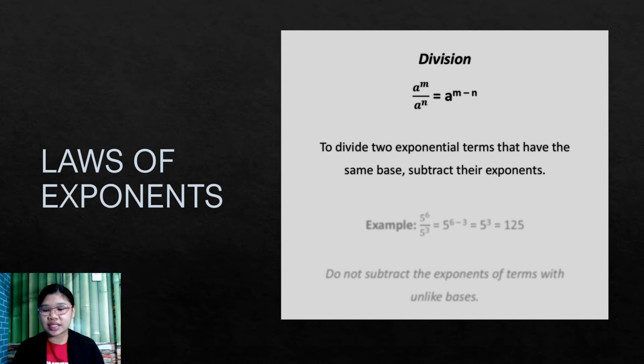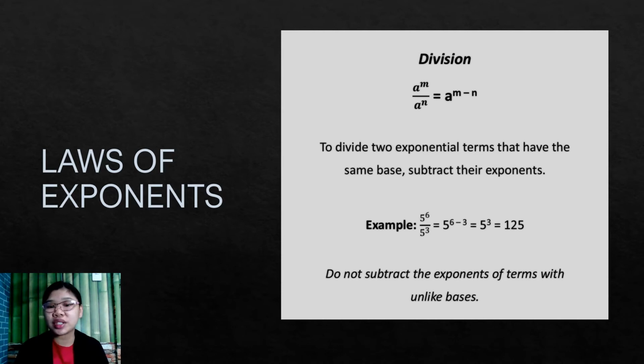As an example, we have 5 raised to 6 divided by 5 raised to 3. First thing to check is if they have the same bases. Yes, they do, because the same base that I am talking about is 5. So 5 raised to 6 minus 3, that is 5 cubed, or 5 times 5 times 5, which is 125. Again, simple note only: do not subtract exponents of terms with unlike bases. So I hope the difference between the methods on how to multiply and divide is clear to you.